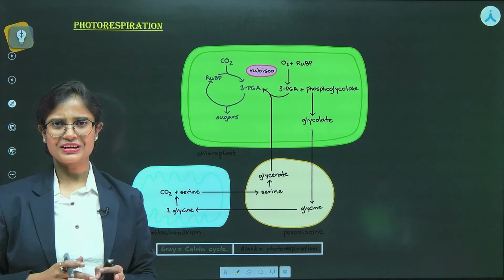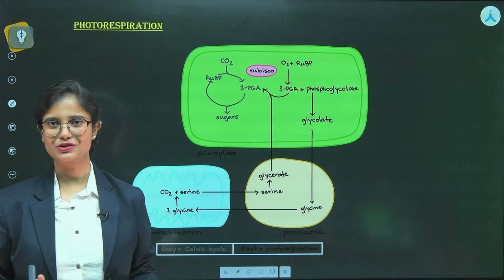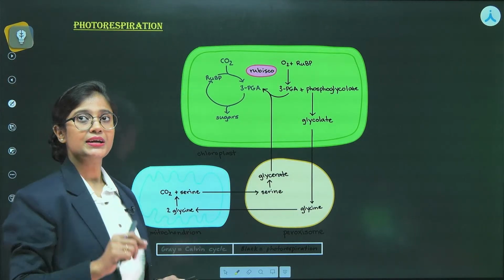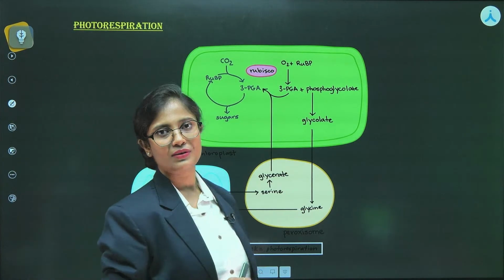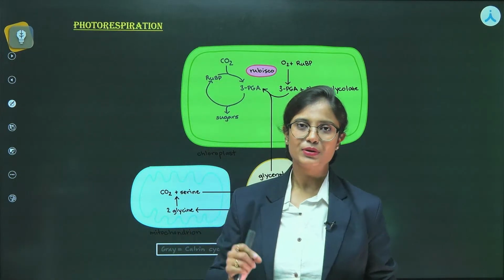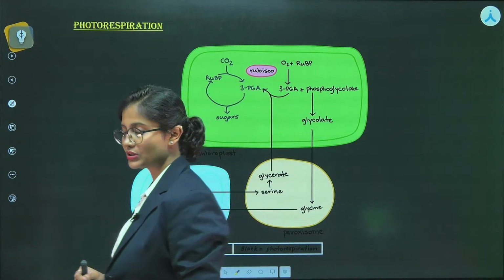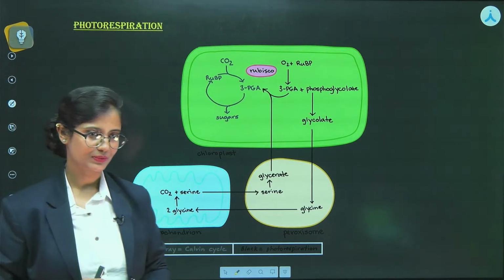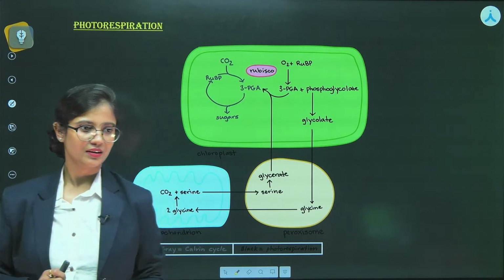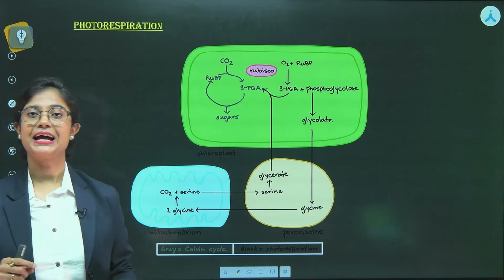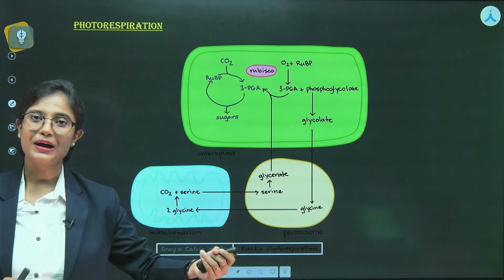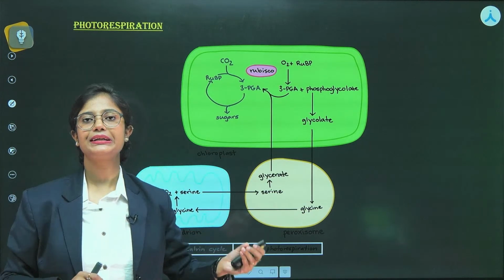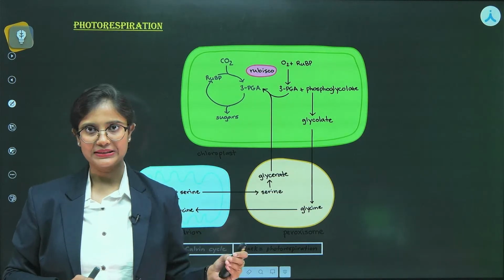What is photorespiration? Respiration is taking place in the presence of light. Simple as that. As I've told you, in the C3 pathway, the prime enzyme involved is rubisco. What was the full form of rubisco? Ribulose bisphosphate carboxylase and oxygenase. When the C3 pathway was running, at that moment the carboxylase activity is shown by the rubisco enzyme.